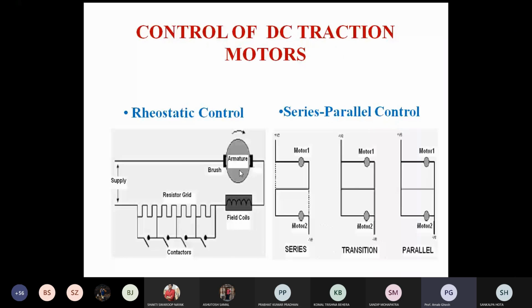We are all aware that in DC traction, normally a DC series motor is used for traction purposes. Why? Because at very low speed the DC series motor has huge torque, which can overcome the huge load. Low speed means when the locomotive is just trying to move, so it has to overcome the static friction.